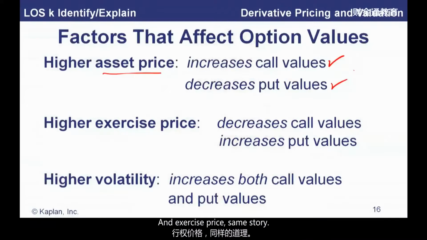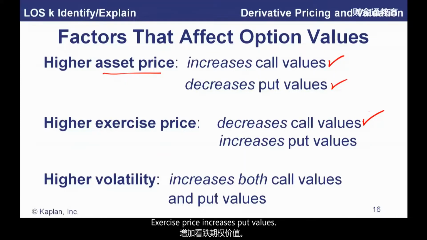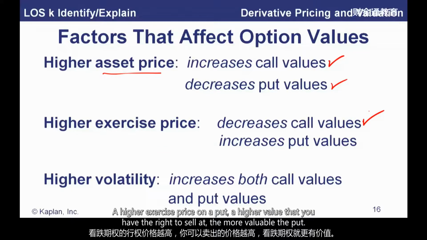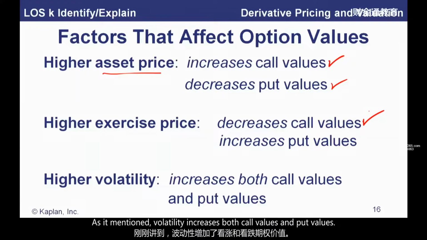And the exercise price, same story. A higher exercise price decreases call values because you've got the right to buy, but at a higher price. Exercise price increases put values. A higher exercise price on a put, a higher value that you have the right to sell at, the more valuable the put. As I mentioned, volatility increases both call values and put values.